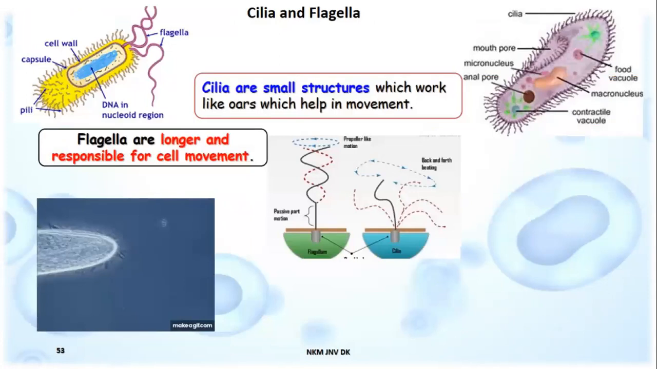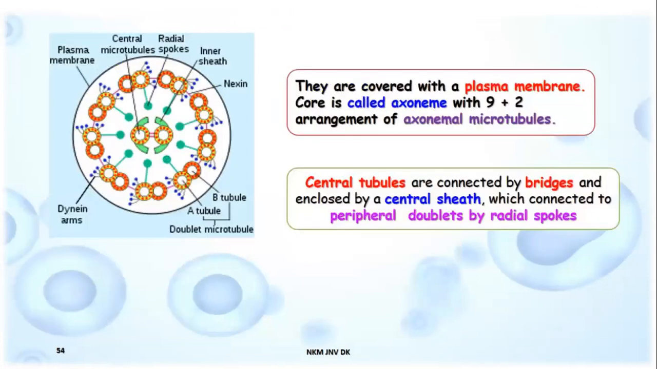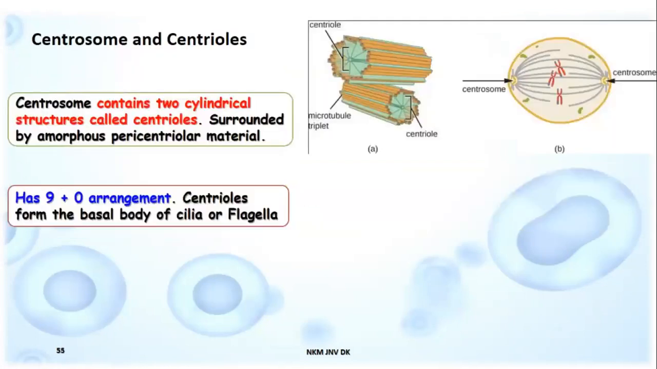Cilia and flagella: flagella are longer and responsible for cell movement. Cilia are smaller structures which work like oars to help with movement. These are the internal structures of cilia and flagella. They are covered with a plasma membrane. The core is the axoneme, with a 9+2 arrangement of microtubules. The central tubules are connected by bridges and enclosed by a central sheath, and are connected to the peripheral doublets by radial spokes.